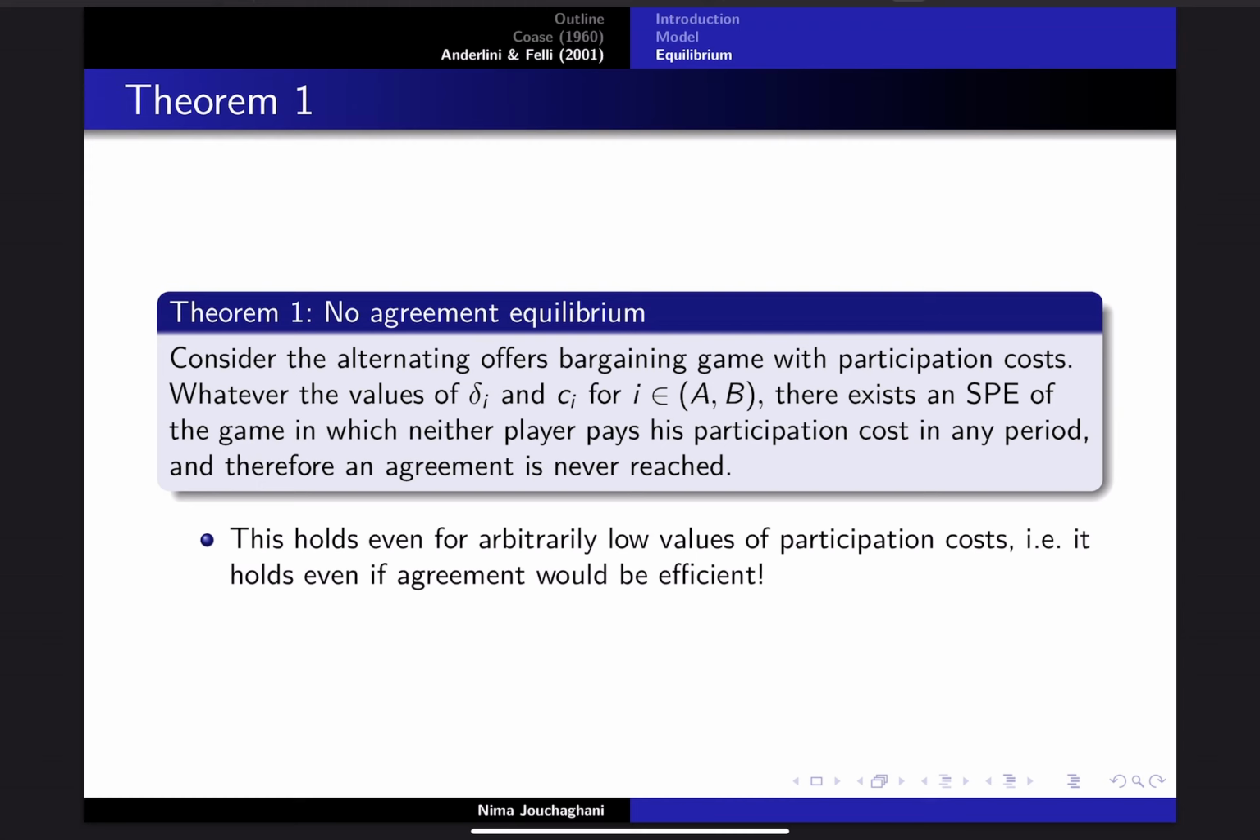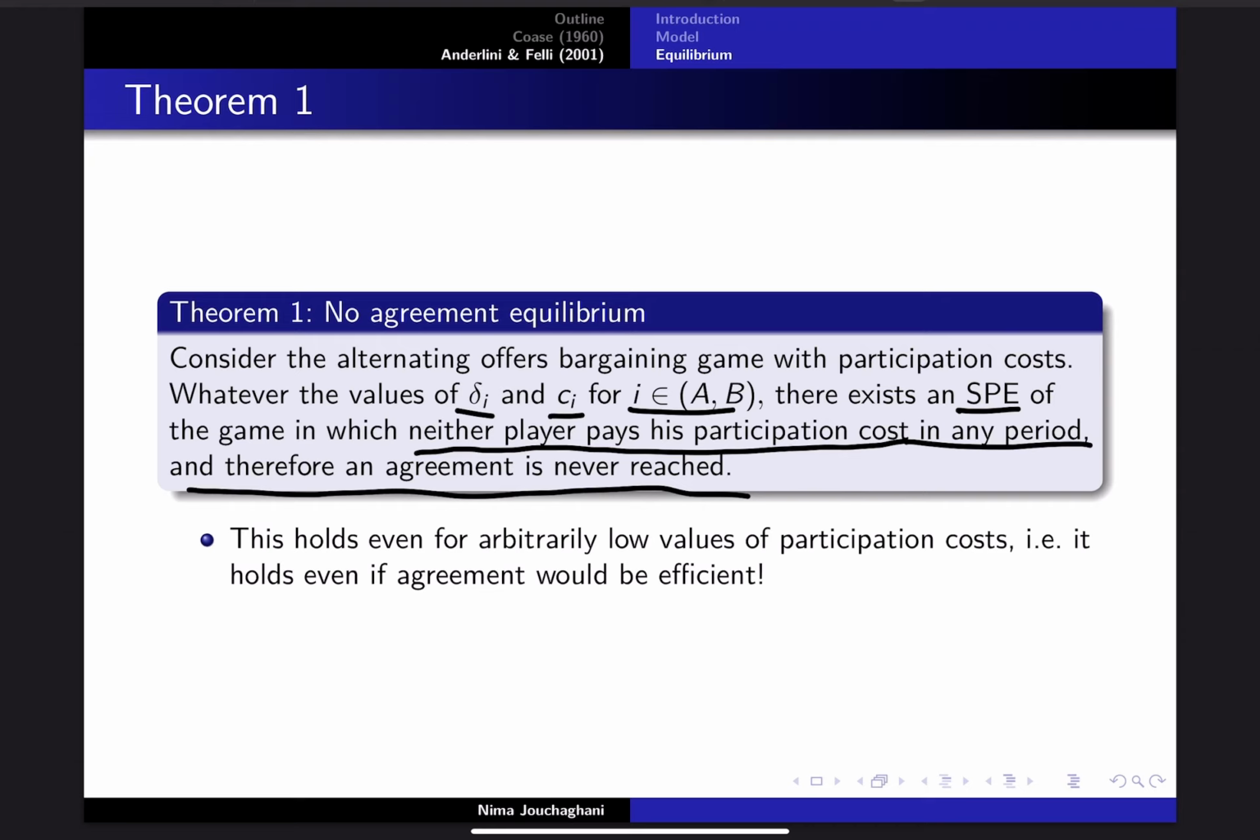So the first theorem is dealing with a no agreement equilibrium. It's basically saying that if we consider the game that I just introduced, with participation costs, whatever the values of the discount factors and the participation costs are for both players, there always exists a subgame perfect Nash equilibrium of the game. SPE is the shortcut for subgame perfect Nash equilibrium. So there always exists one in which neither player pays his participation costs in any period, and therefore an agreement is never reached.